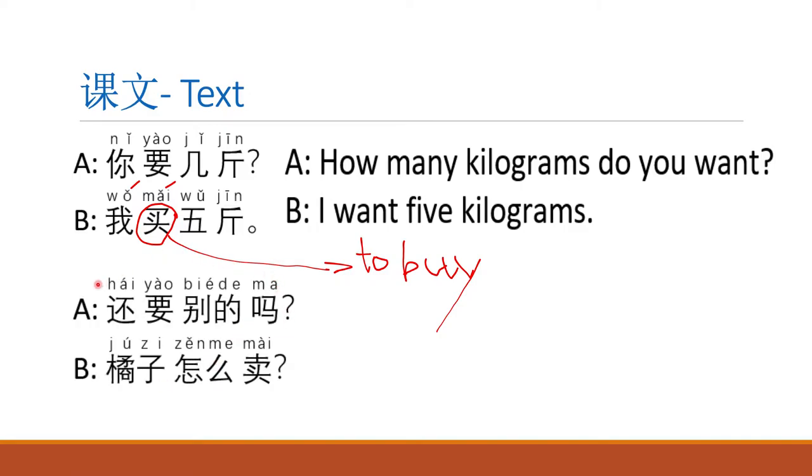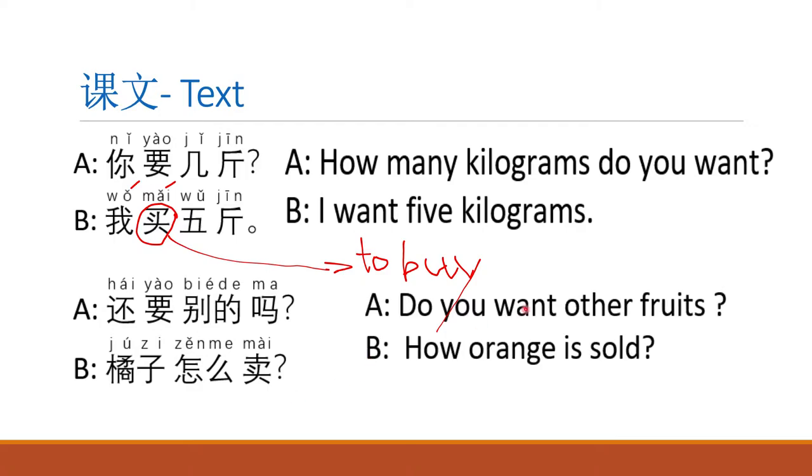还要别的吗? 还要别的吗? 橘子怎么卖? Okay, what does this mean? 还要别的吗? Remember, 别的, which means other, right? 还要别的吗? It includes the meaning of other fruits, okay? 要, want, right? 吗, put it at the end of the sentence, it will become a question, alright? 还, which means still, okay? Do you still want other fruits?